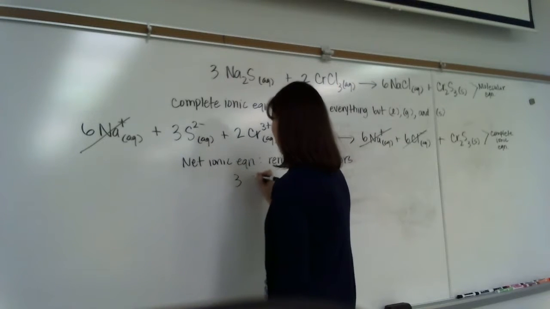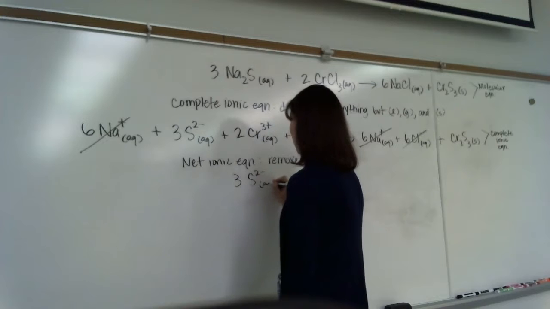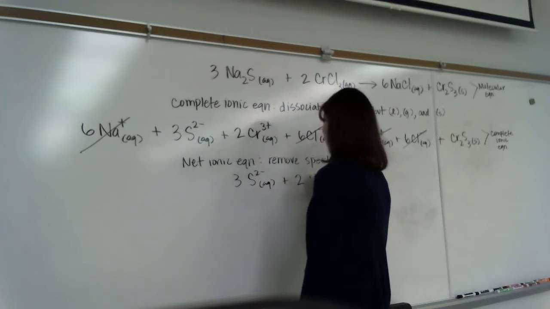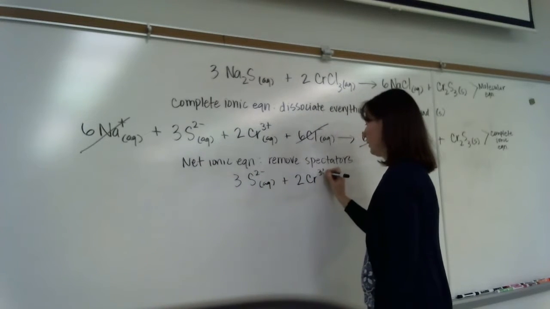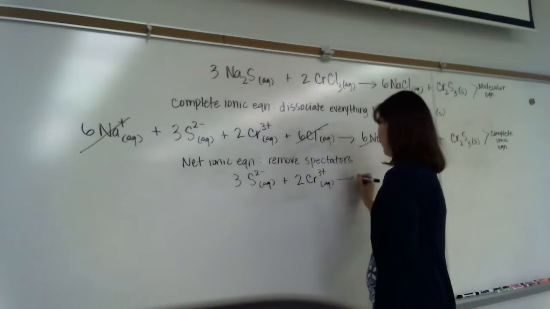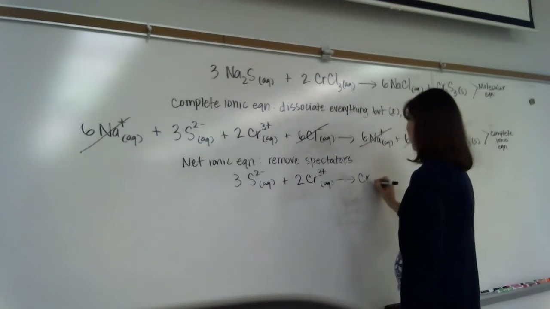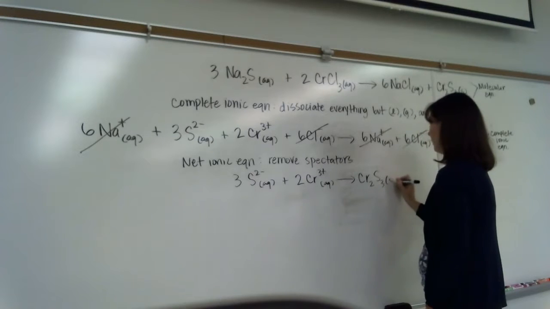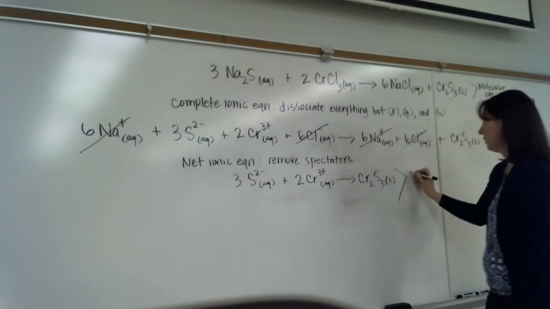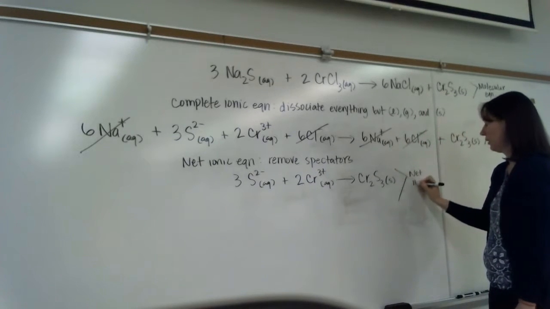So 3 S2 minus plus 2 Cr3 plus produces Cr2S3 solid. And that is the net ionic equation.